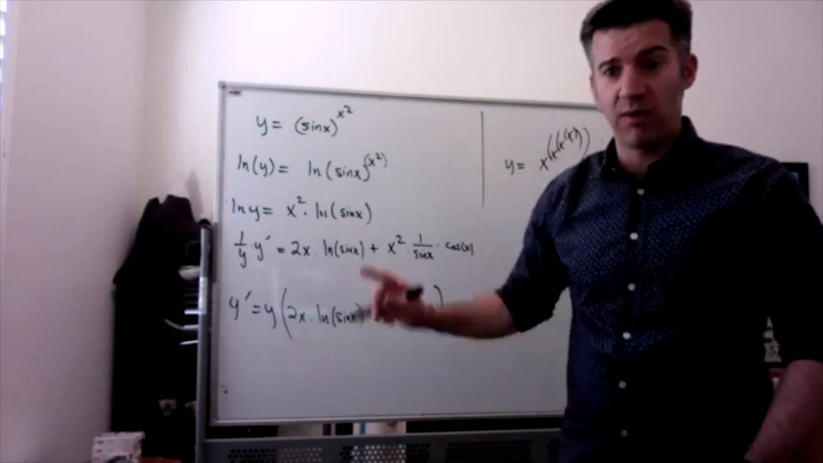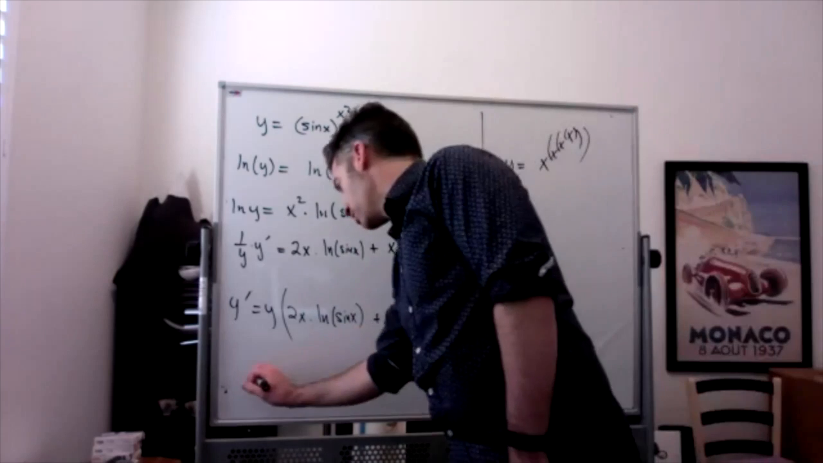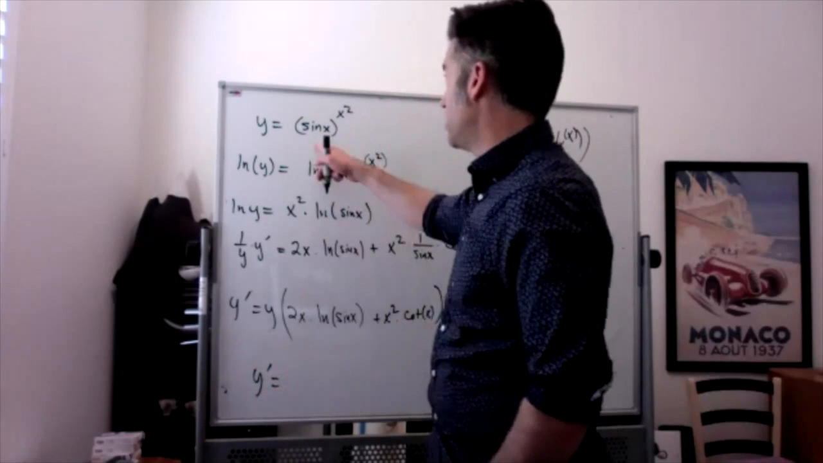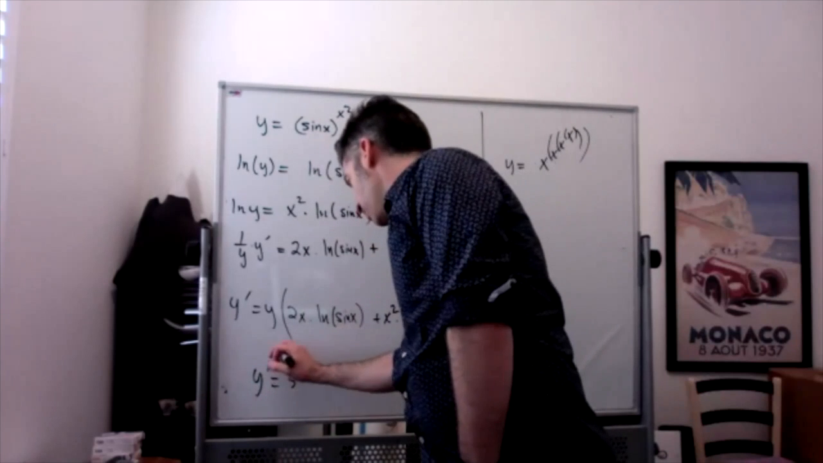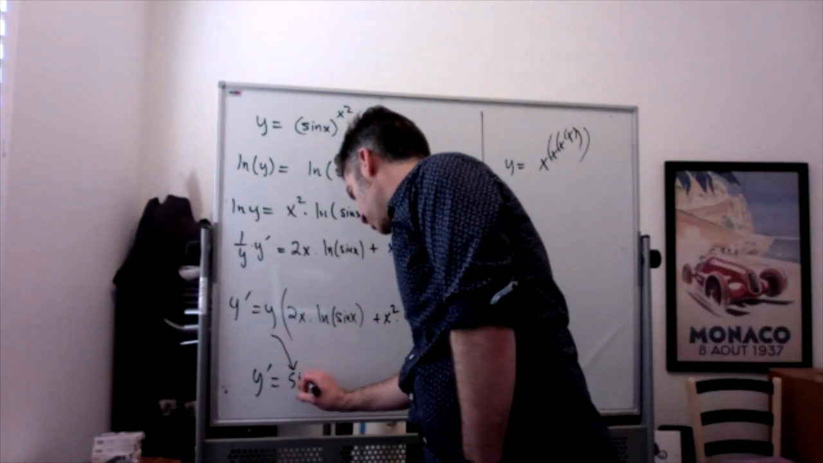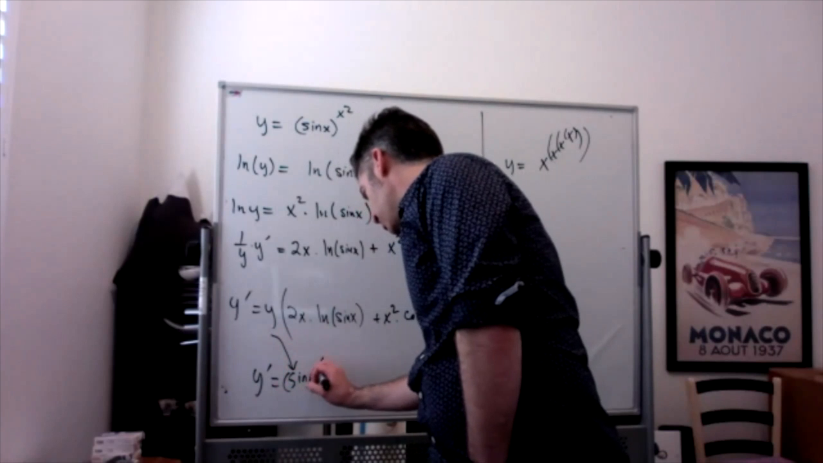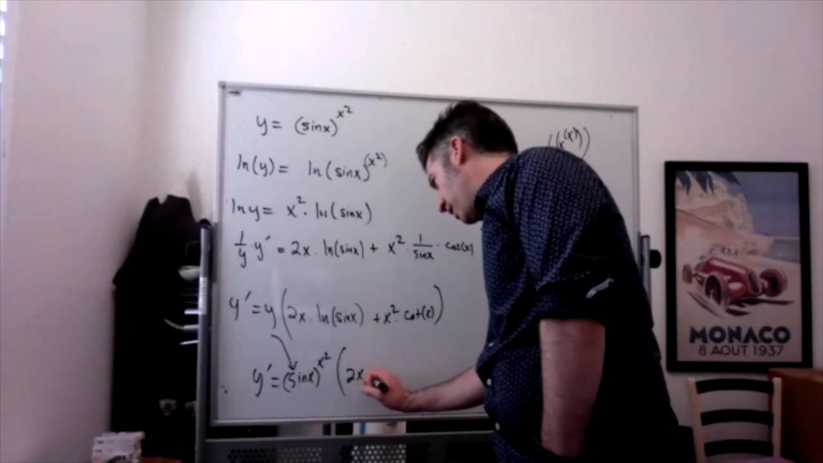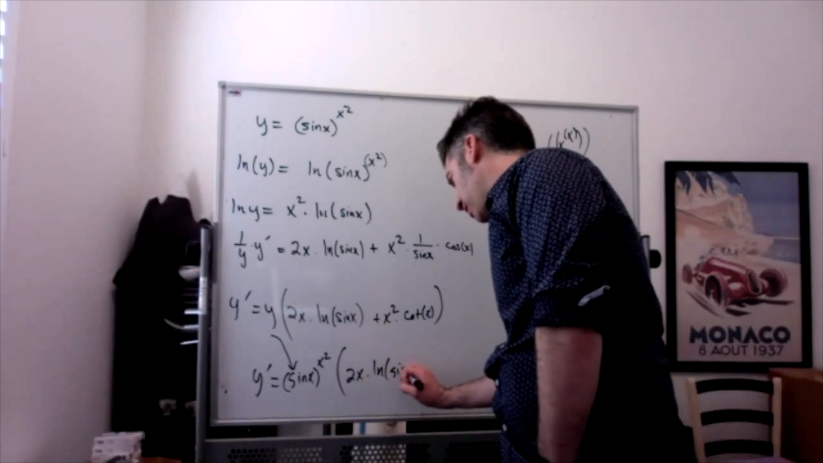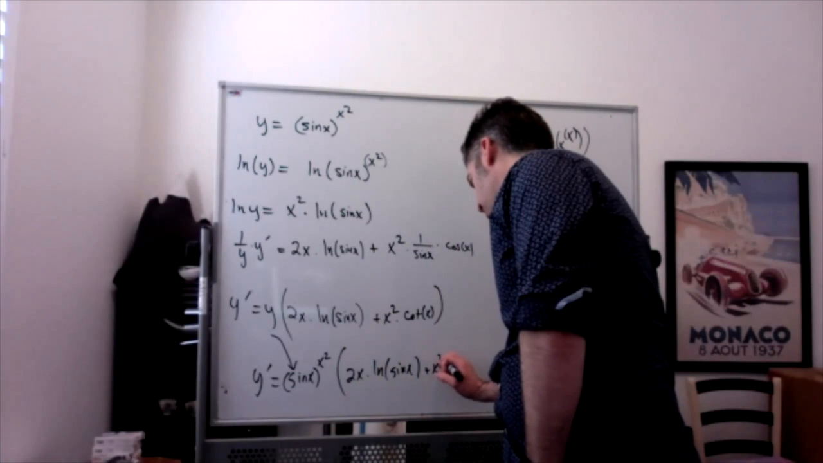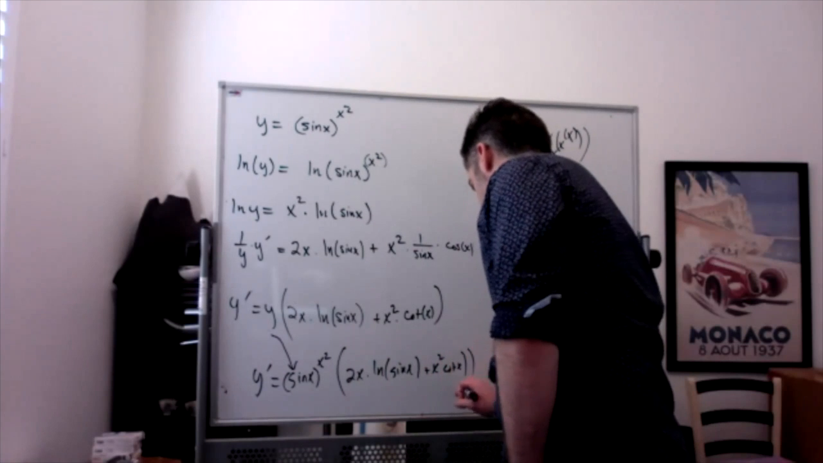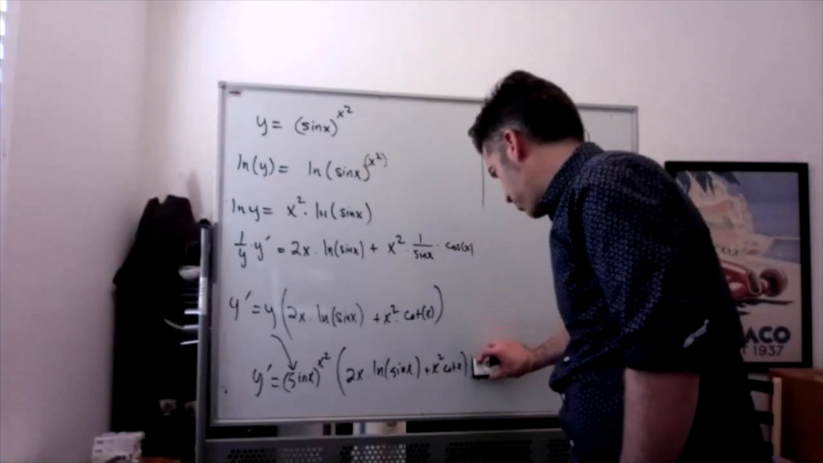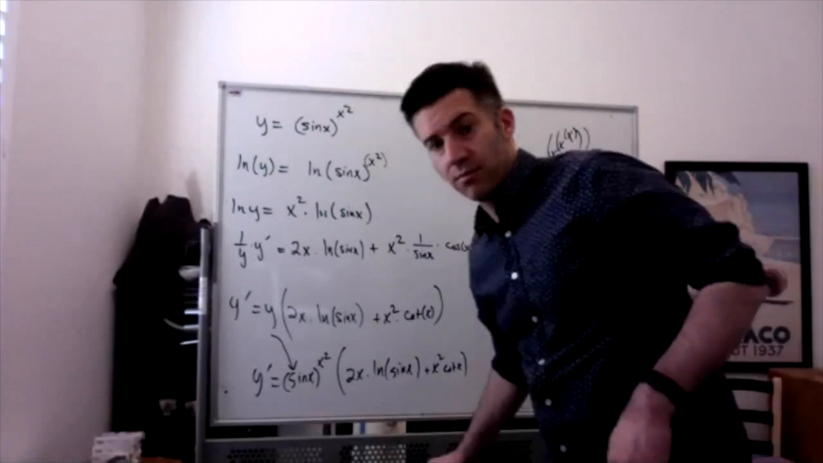And then finally, I'm going to replace y with y is equal to. So I get y prime equal to sine of x to the x squared. Right, that's what this is right here. Sine of x to the x squared times all that. 2x times natural log of sine of x plus x squared cotangent of x, all in parentheses. Cool.